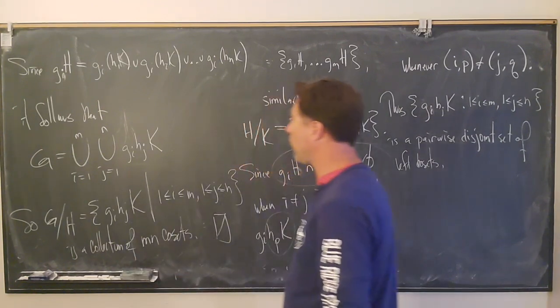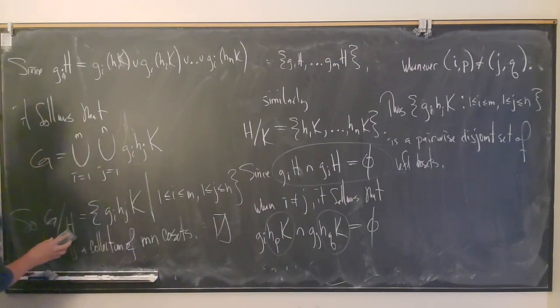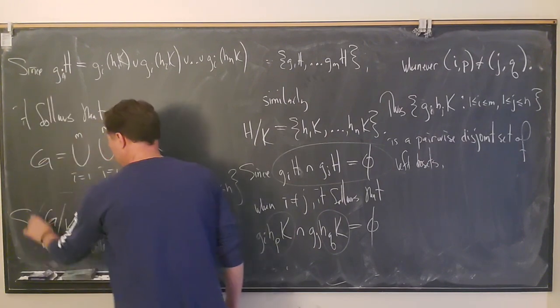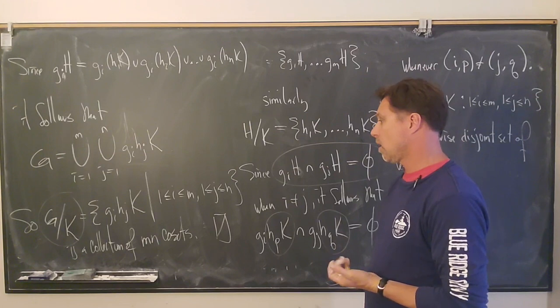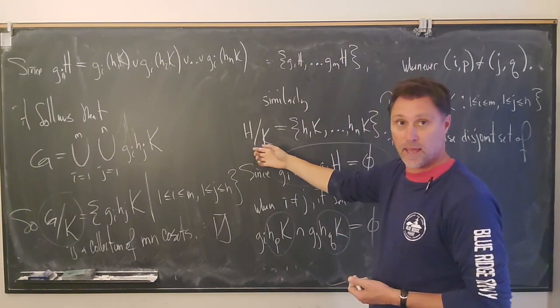We're trying to equate the number of cosets. Oh, sorry, that should not say G mod H. That's a G mod K there. All right, so we were trying to equate the number of cosets there with the product of the number of cosets of G mod H and H mod K. So that does it.